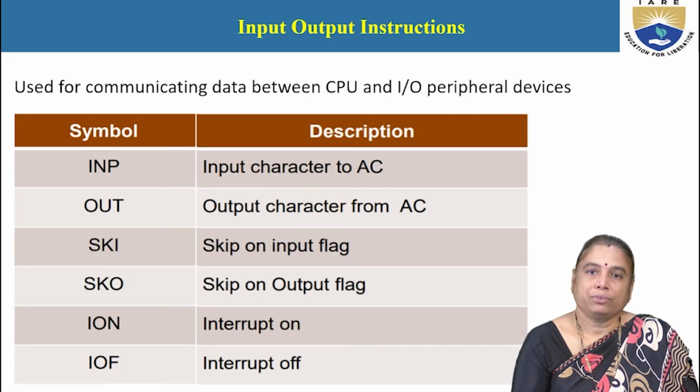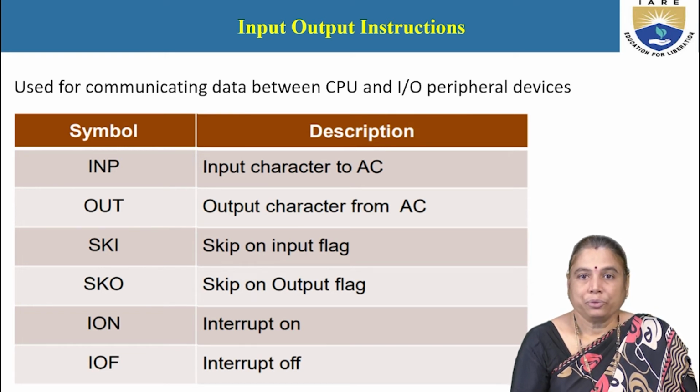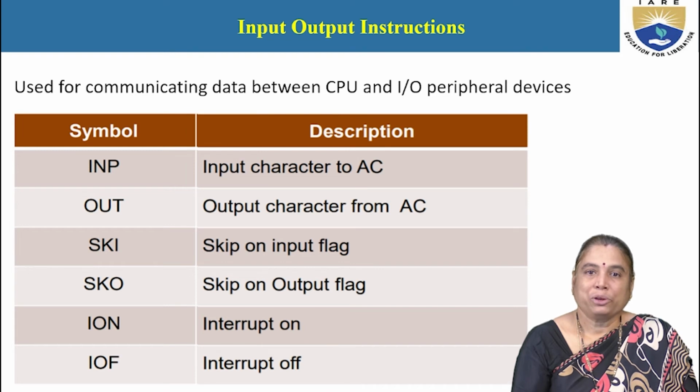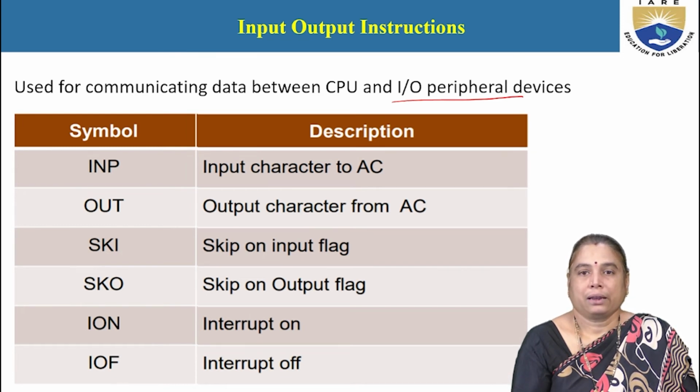The next category of instructions is input-output instructions. They are generally used to take data using various peripheral devices, for communicating data between the CPU and I/O peripheral devices. Various peripheral devices are connected to the computer, like the keyboard, by which data can be taken, and with the help of the video, the output can be represented to the user.